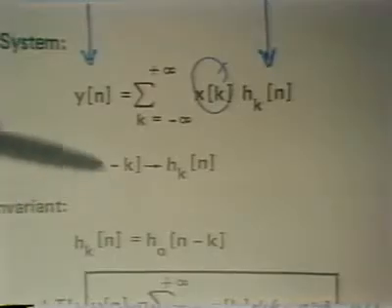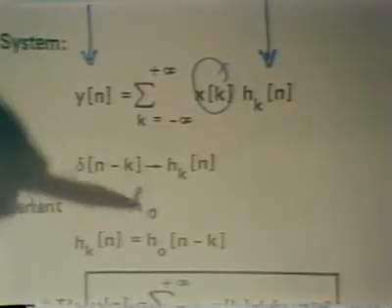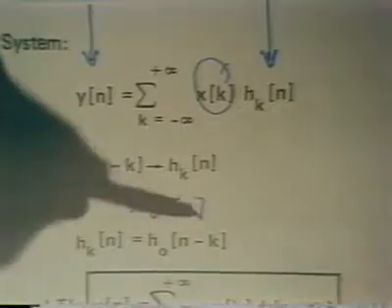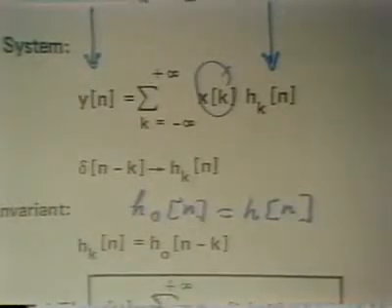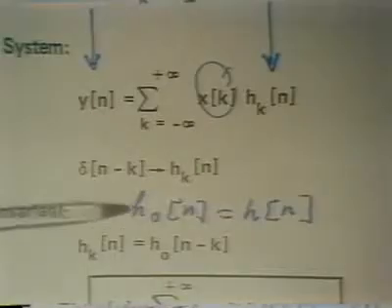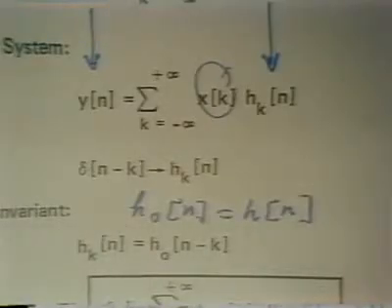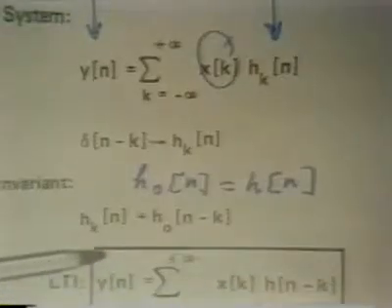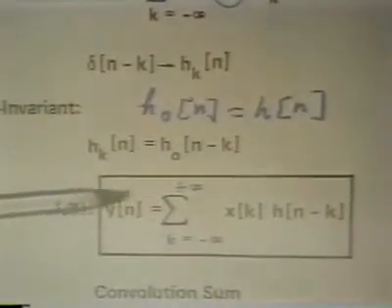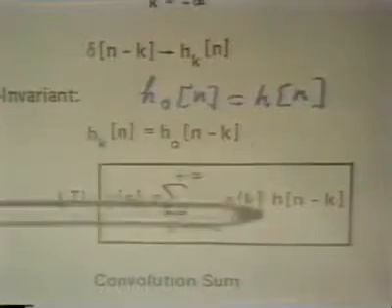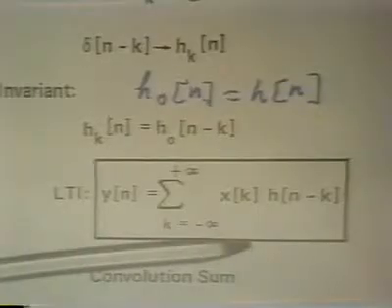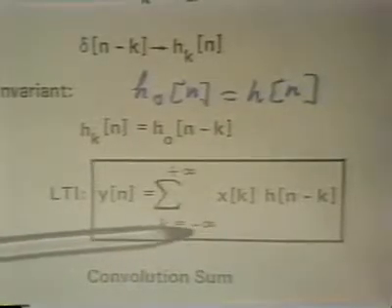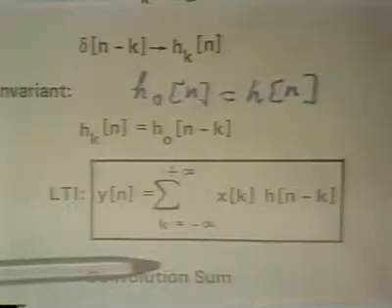And it's generally useful to, rather than carrying around h0 of n, just simply define h0 of n as h of n, which is the unit sample or unit impulse response of the system. And so the consequence then is, for a linear time invariant system, the output can be expressed as this sum where h of n minus k is the response to an impulse occurring at time n equals k. And this is referred to as the convolution sum.